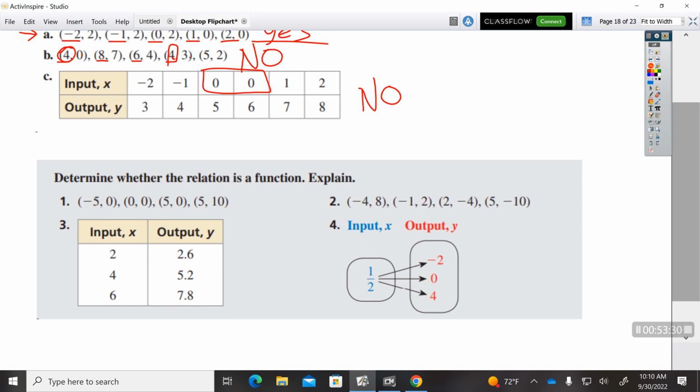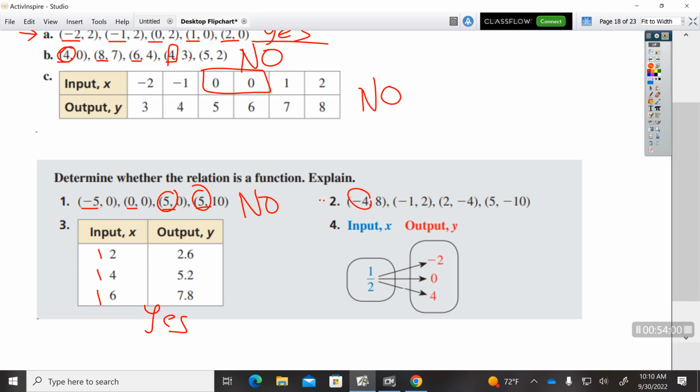All right? Down here, -5, 0, 5, 5. No. Why? The 5 repeats twice and it's an x value. Values of the domain cannot repeat. Now here, 2, 4, 6. Yes. I don't even have to look at the y values. Once I see the x values don't repeat, yes.